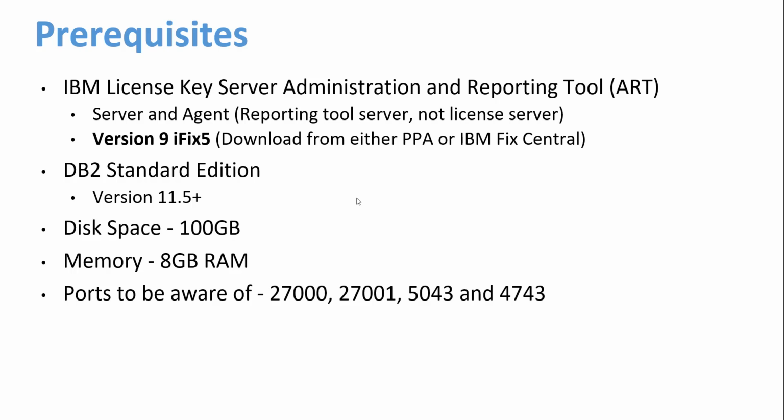The 27000 and 27001 are the standard licensing server ports. If you are using this server as a licensed server, you will need to open those so that your applications can access the ports. If you're not using this as a licensed server and only as a reporting server, then you don't need to open those ports. Ports 5043 and 4743 are for the admin tool and agent. You'll need to open those if you are using this remotely. So if you log into this from a browser from another machine, you'll need to open those ports. If you're accessing this from this server, then you don't need to open those either.